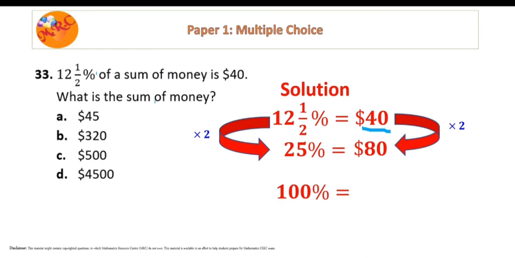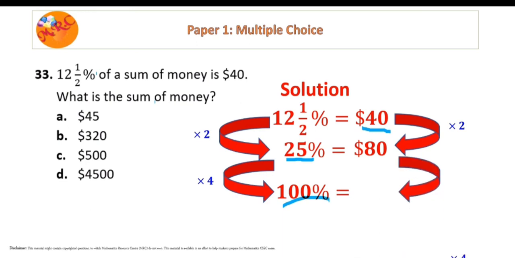So how do I get from 25 here to 100 here? I multiply by 4. So multiplying this side here by 4, I'm going to go ahead and do the same thing here, which is to multiply by 4. So I'm going to multiply 80 by 4, which gives me 320. So the sum of money is $320. That means my answer is B.